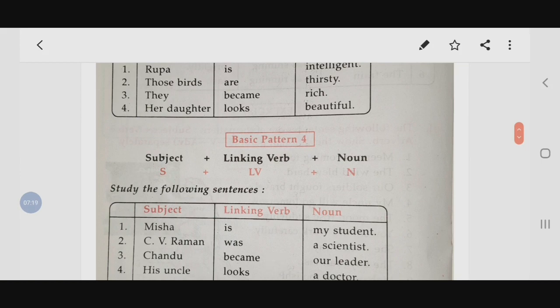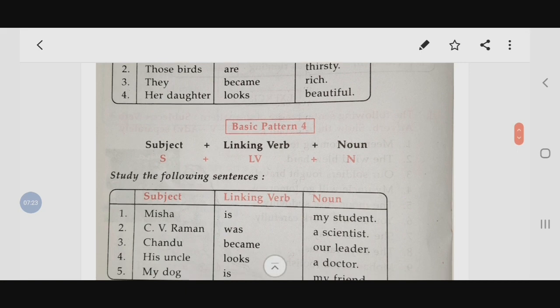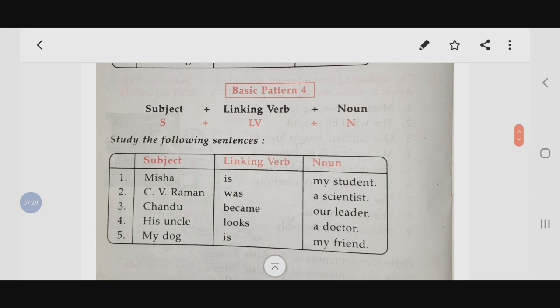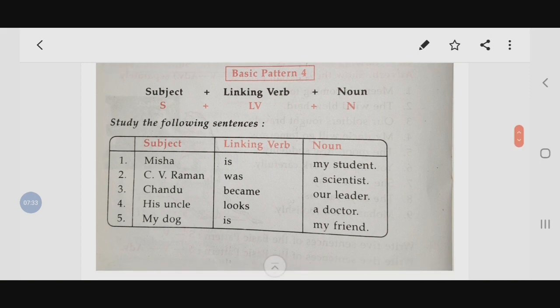Subject plus linking verb plus noun, or you can also call it SVC. Okay, SVC: subject, verb, complement. Misa is my student. Raman was a scientist. This is a subject complement. Okay, subject complement. Chandu became our leader.